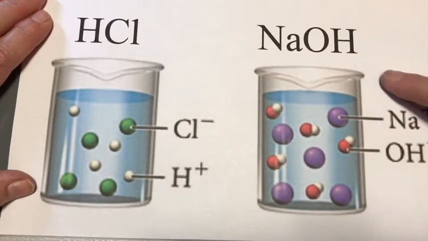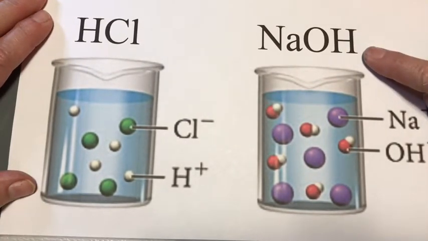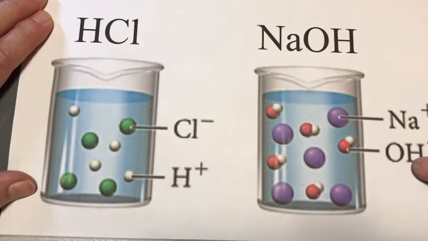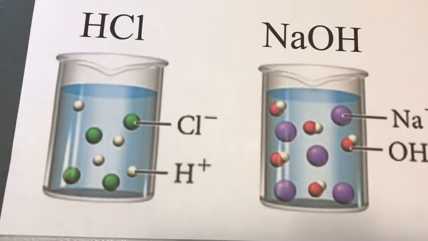Sodium hydroxide, on the other hand, is a base. It releases hydroxide ions in water. So in water, it dissociates, and the sodium ions and the hydroxide ions are separated, and the amount of hydroxide ions increases significantly, making it a base.